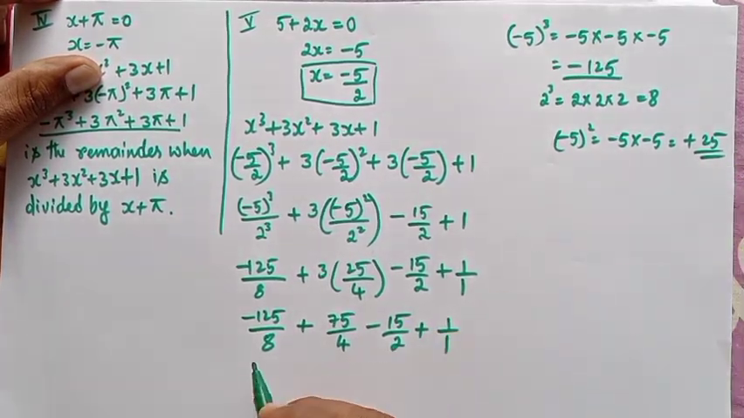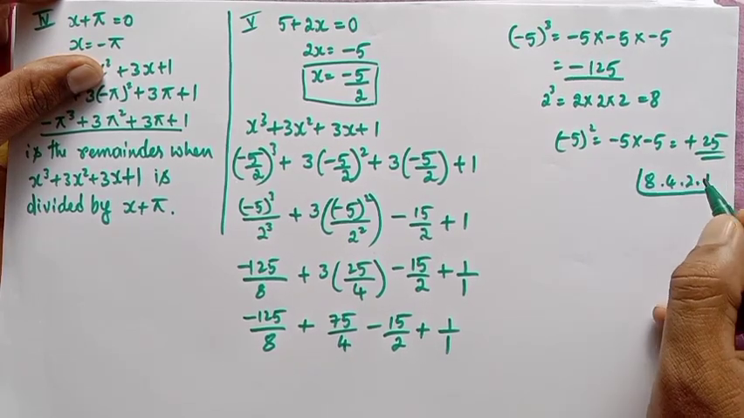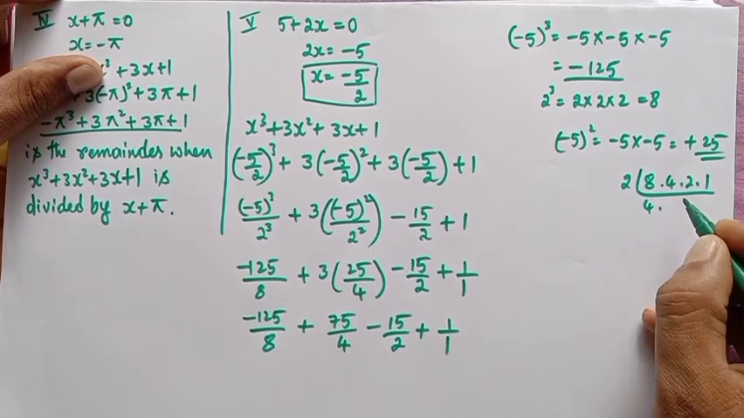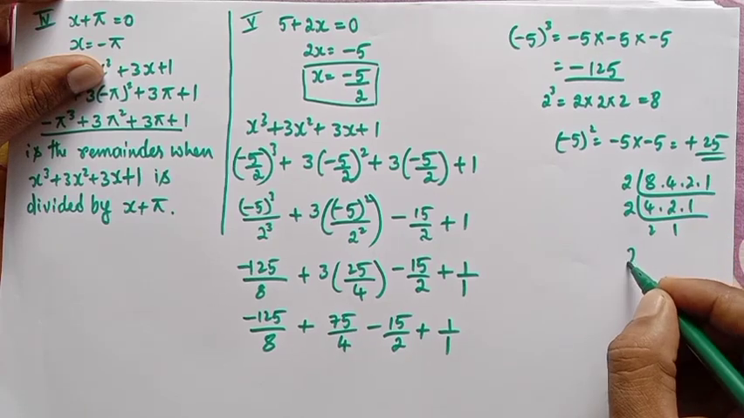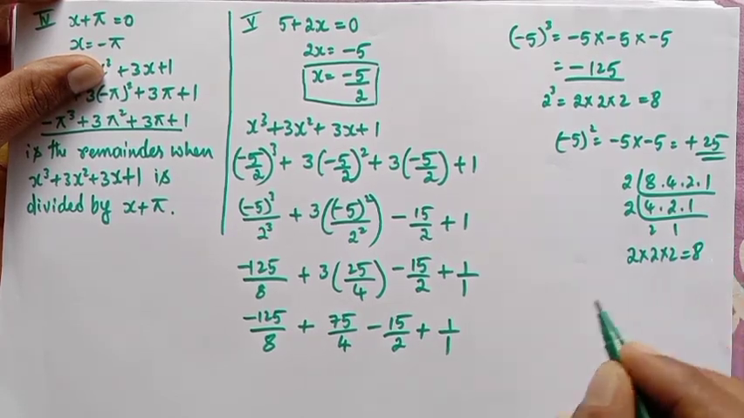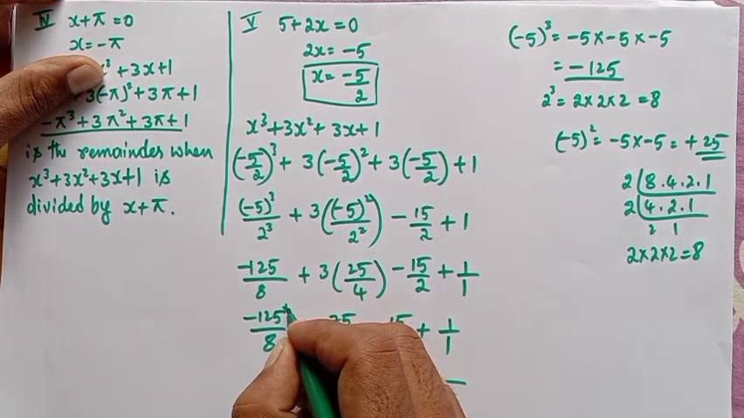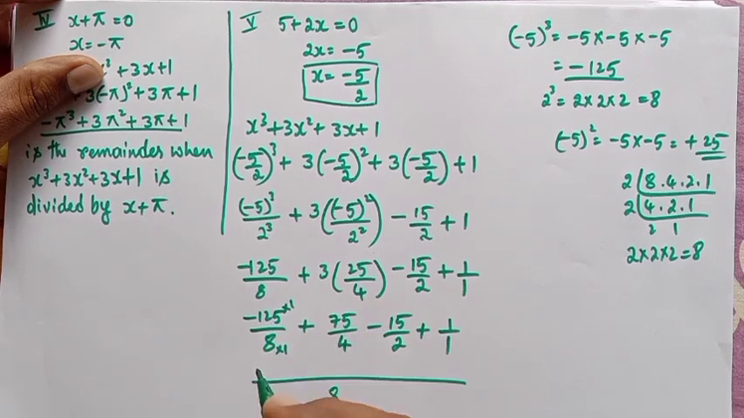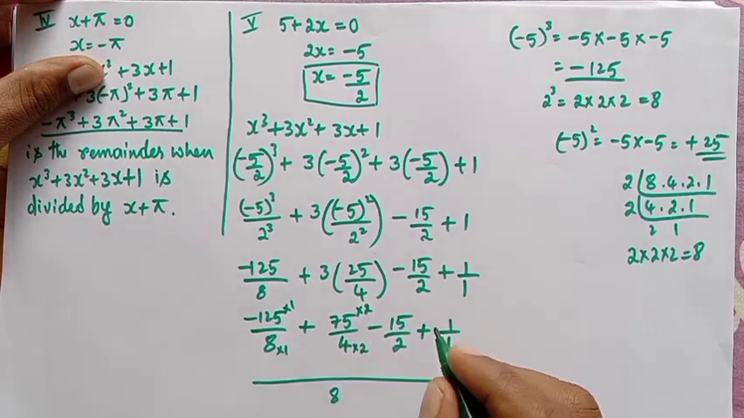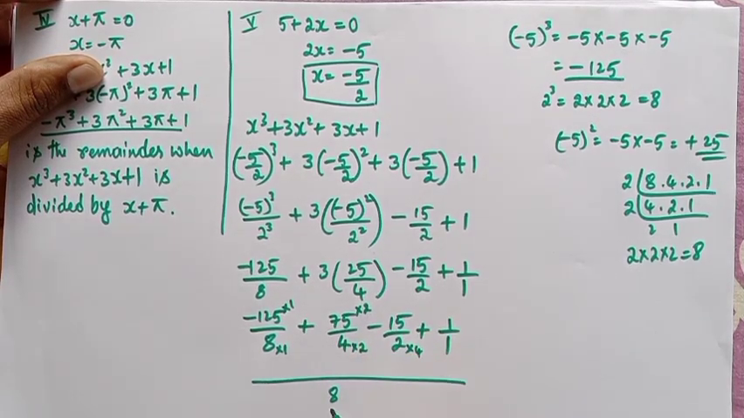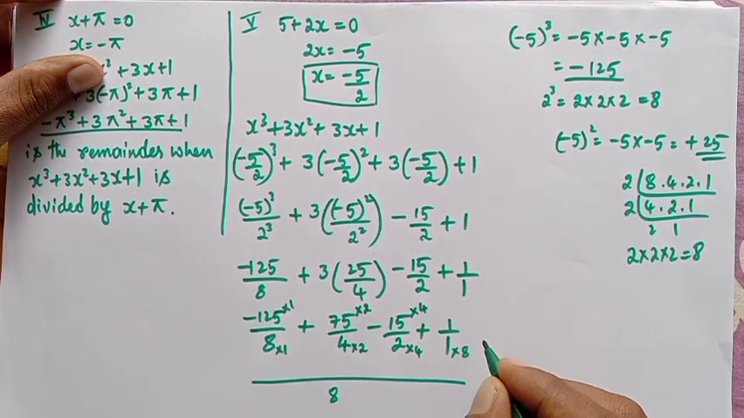Here, let us calculate the LCM of 8, 4, 2, 1. So the LCM is 2 into 2 into 2, which is 8. So 8 is the LCM. 8 ones are 8, so we should multiply the numerator with minus 125 ones are. Whereas here, the numerator has to be multiplied by 2. Whereas here, 2 4s are 8, so we have to multiply with 4. Whereas here, 1 8s are 8.